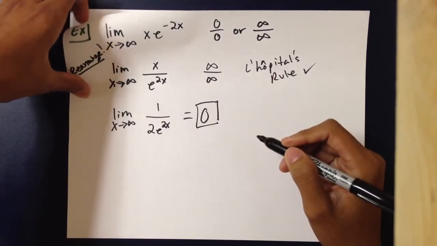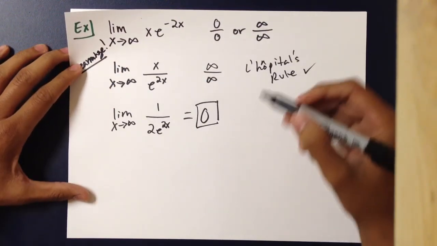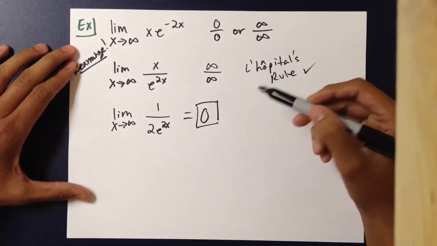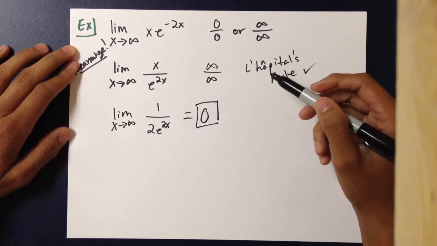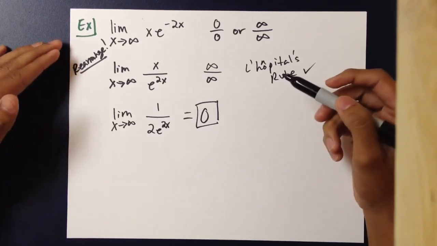There will be times where you have to rearrange the limit so you will be able to use L'Hopital's rule and get it into indeterminate form. And that is L'Hopital's rule.